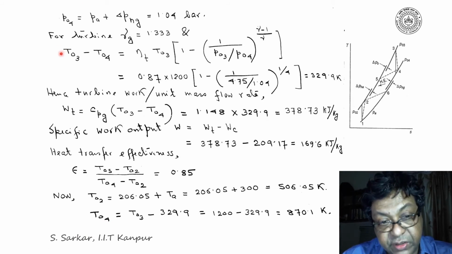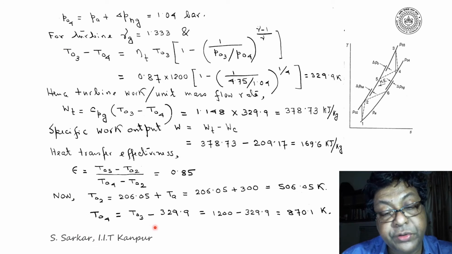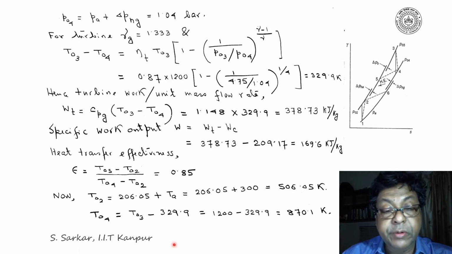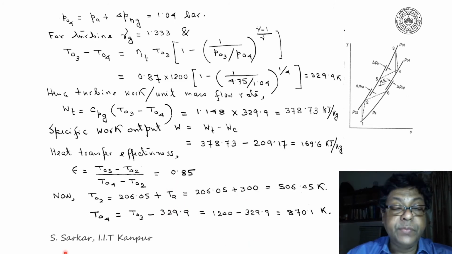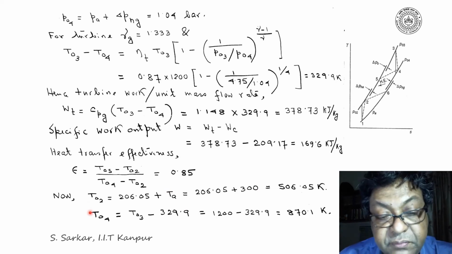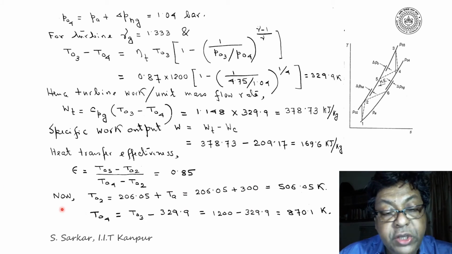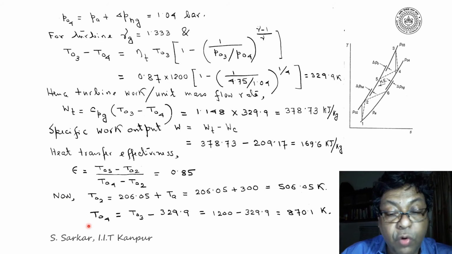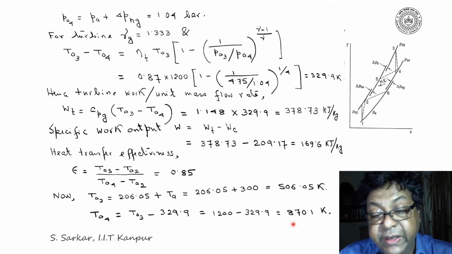Similarly, I can calculate T04 from here. You see, T04 is equal to T03 minus 329.9. If I now evaluate, you know the atmospheric temperature is 300 Kelvin. So we can evaluate T02 and T04. Now T02 would be equal to 506.05 Kelvin and T04 would be equal to 870.1 Kelvin.